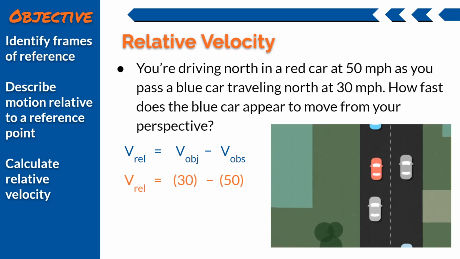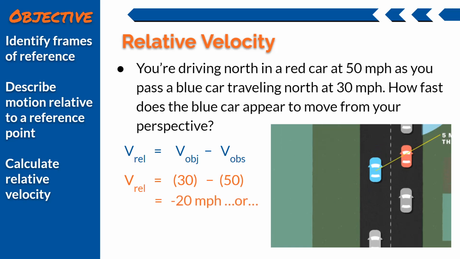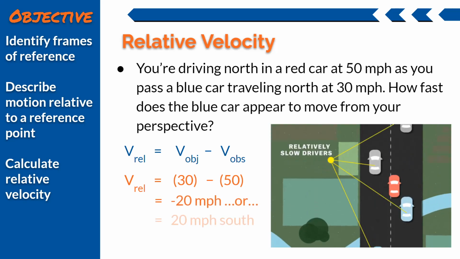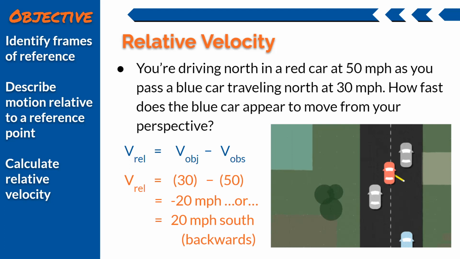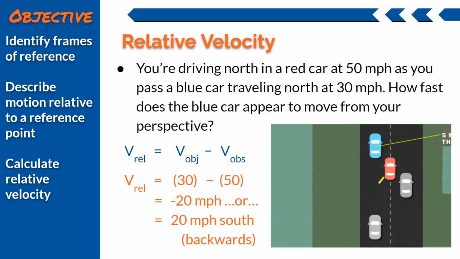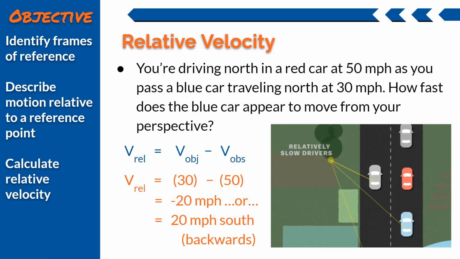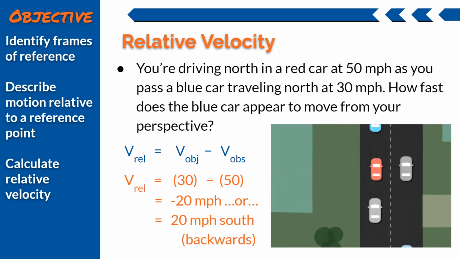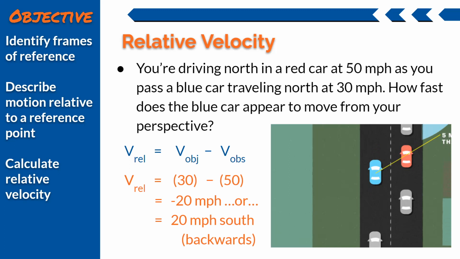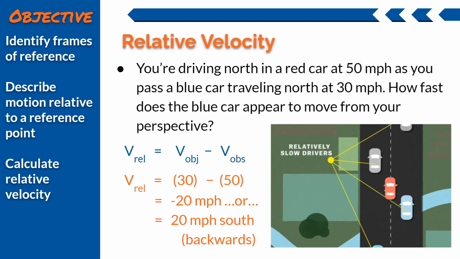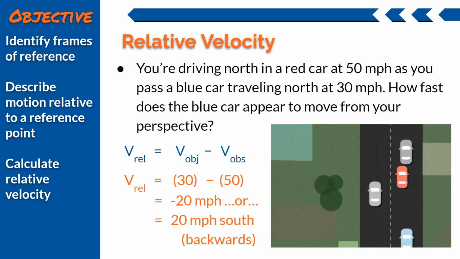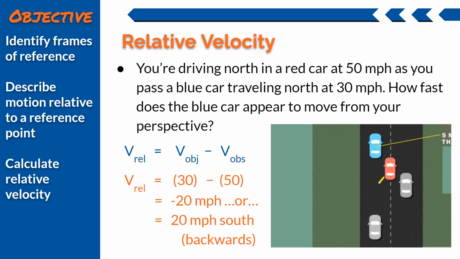30 minus 50 is a negative number. And that is because when you pass something, that other object appears to be moving backwards from your perspective. So that car would appear to be moving 20 miles per hour backwards, or in this case, south, since we used north. Any questions about this? The equation itself is pretty straightforward, so you should be able to plug into it. Just check your signs, especially if they're going opposite directions.